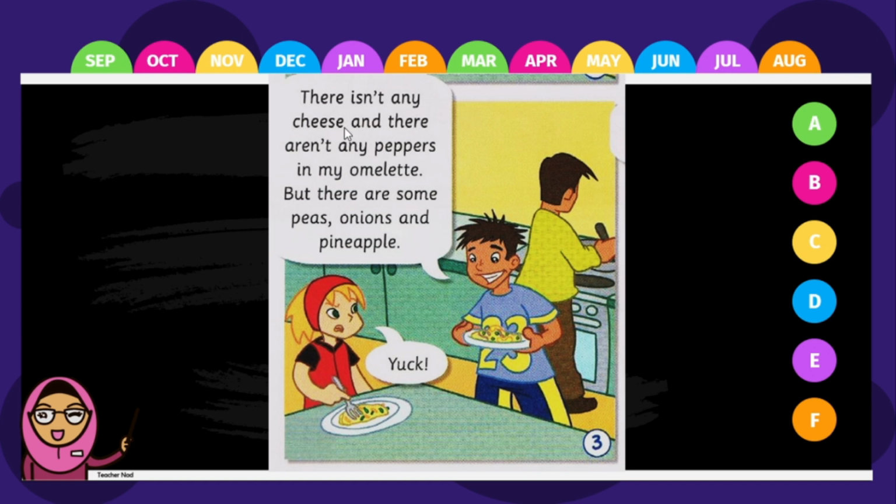Okay, now we read this together. There isn't any cheese and there aren't any peppers in my omelette. But there are some peas, onions, and pineapple.